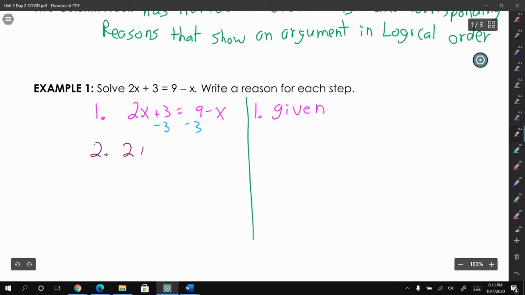I would have 2x equals 6 minus x. That's what you would get if you subtracted 3 from both sides. So since I subtracted 3 from both sides, that is the subtraction property of equality. And instead of writing property of equality the whole time, we're going to write POE. I'm sorry, that should be a 2 here.